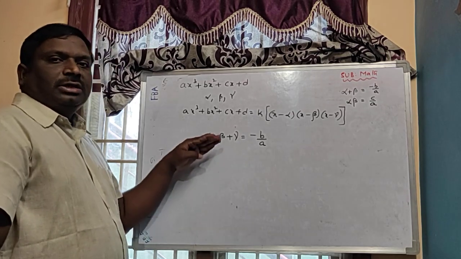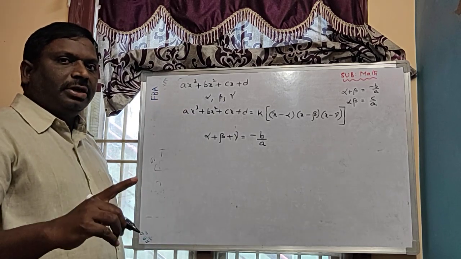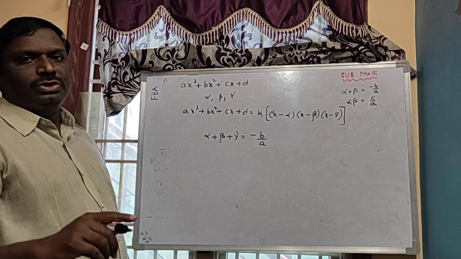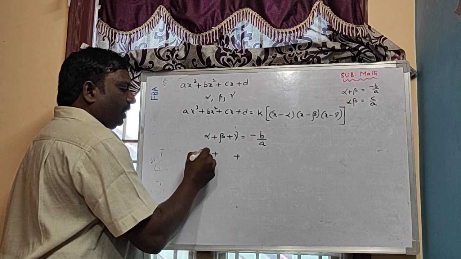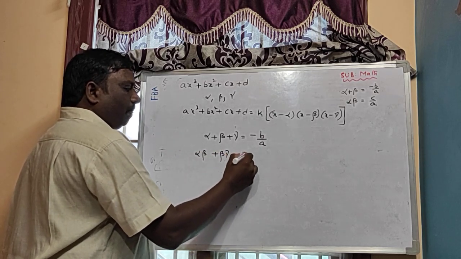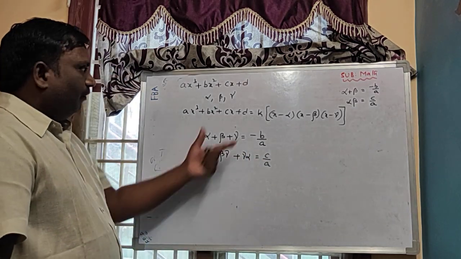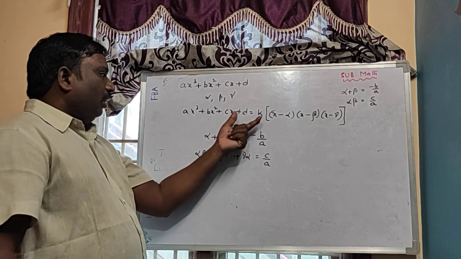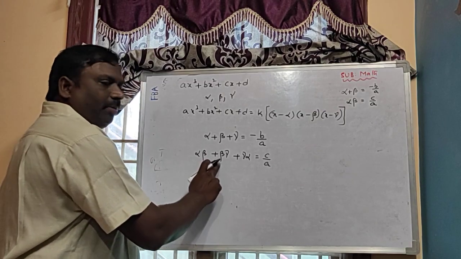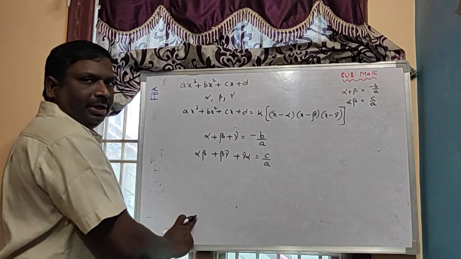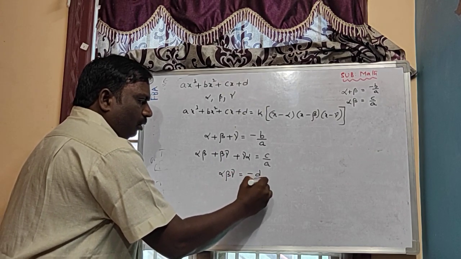And the next one is the sum of the product of any two zeros. Remember once again, sum of the product of any two zeros. Here I'm taking two at a time: alpha beta, beta gamma, gamma alpha. That is c by a. If you do the simplification as we did in the previous case, you will get the same answers: alpha beta plus beta gamma plus gamma alpha equals c by a. And finally, the product of the zeros, alpha beta gamma, equals minus d by a.